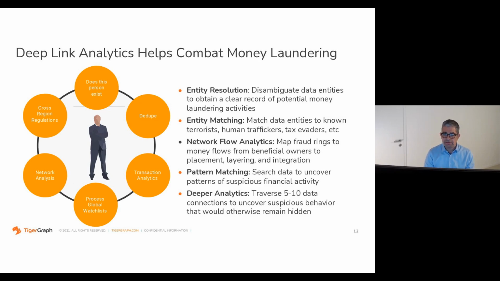Network flow analytics is very important. What we see is mapping fraud rings to money flows, so from the source accounts to the placement of the actual money, the layering into maybe 4, 5, 6 subsequent layers of accounts where you transfer money to, until you finally integrate the whole amount back into the source account. It's about pattern matching, searching data to uncover patterns of suspicious financial activity. And it's about traversing the data connections to uncover suspicious behavior.